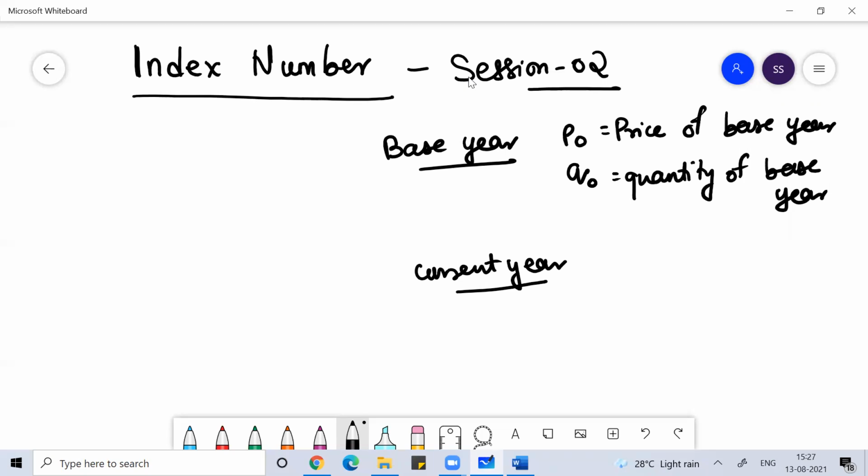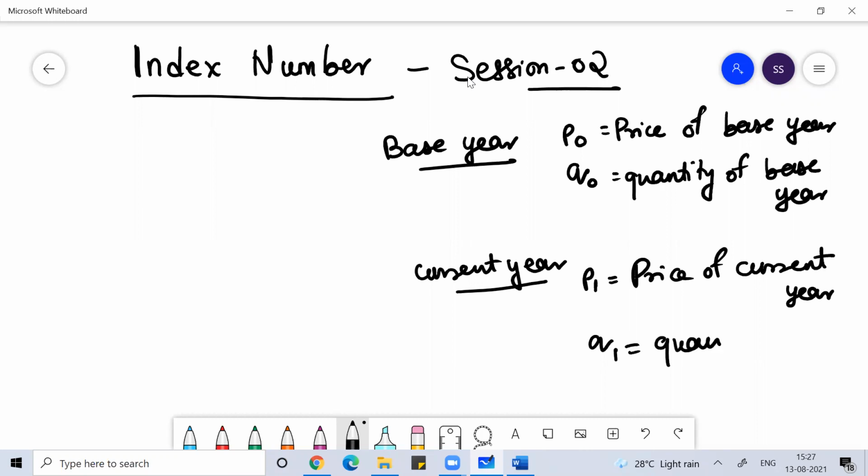When we talk about the current year, the price of the current year we write as P1, and the quantity of the current year we write as Q1. Imagine you have more than one such set of variables; then you can write P1, P2 like that, so that you can easily understand the question.